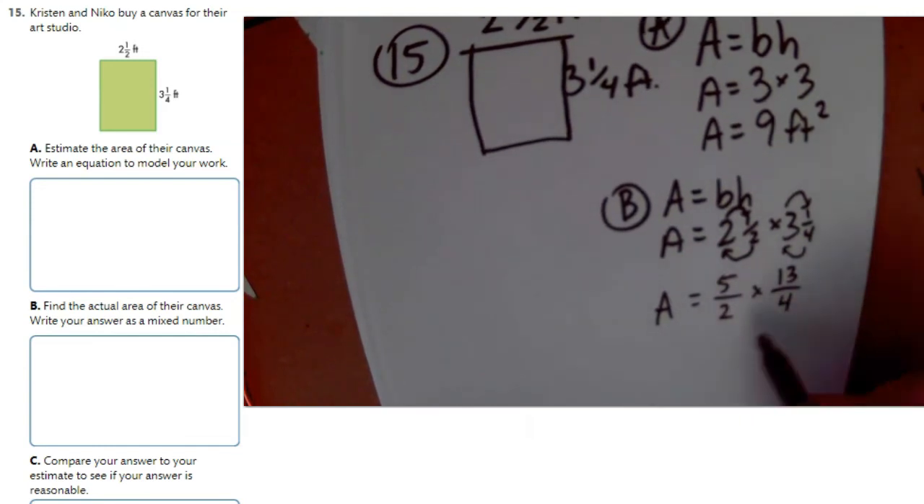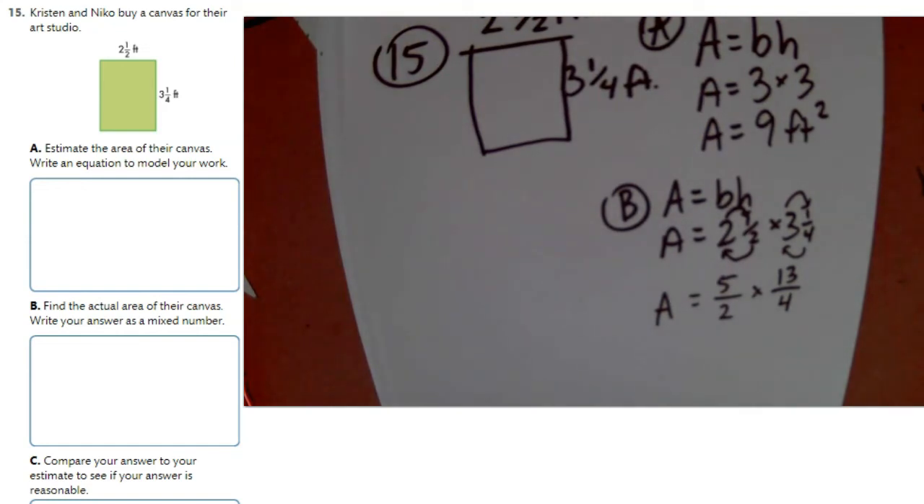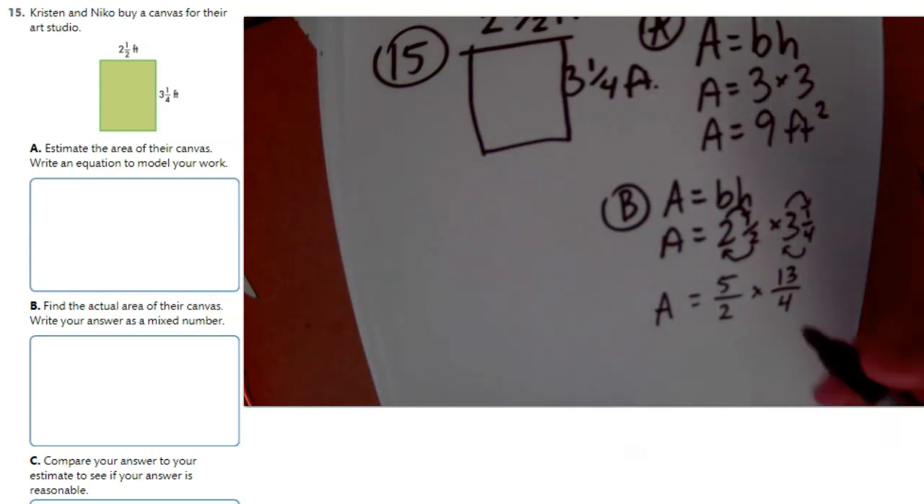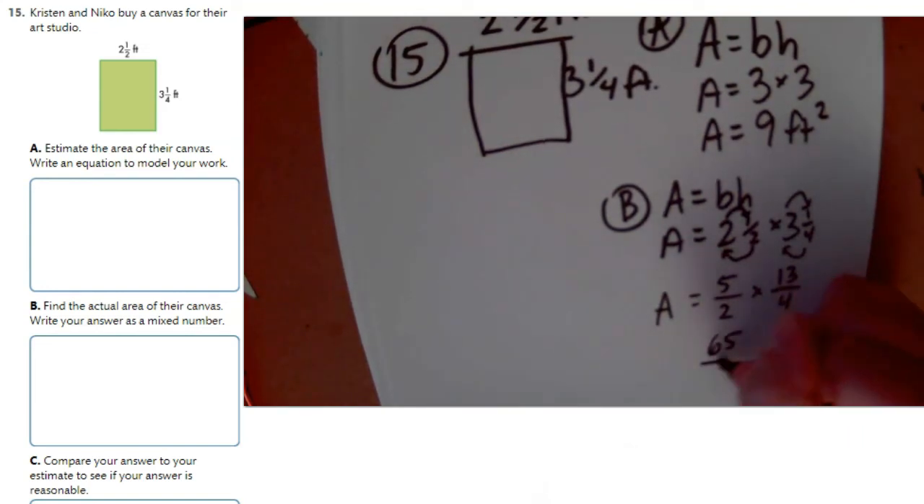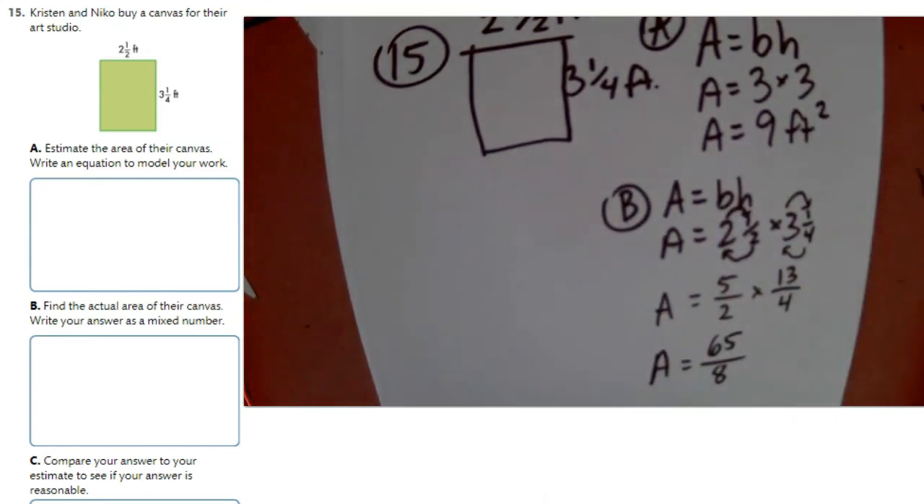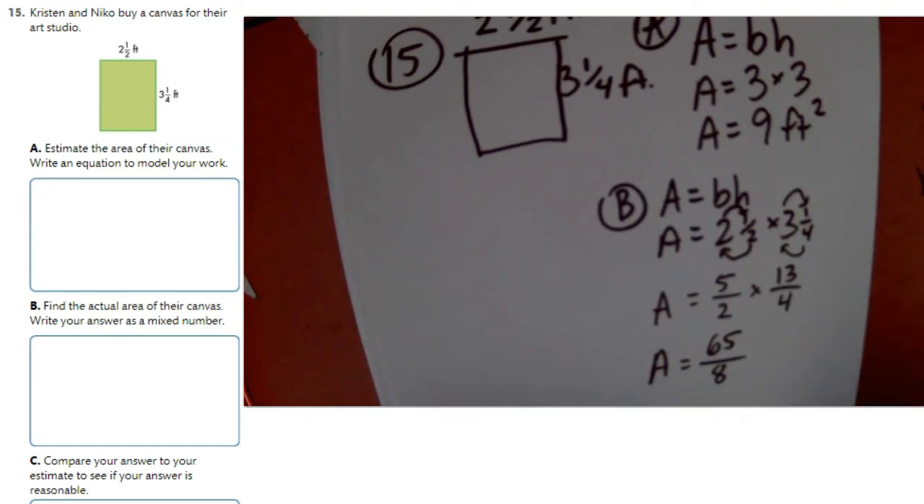Now I think about cross-simplifying, but I can't. So I just multiply straight across. 5 times 13. This is the way I kind of think of it, and maybe this will help you as well. I think 5 times 10 is 50, and then 5 times 3 is 15, so I get 65. 2 times 4 is 8. I get 65/8, but that's clearly an improper fraction that I want to turn into a mixed number by dividing.